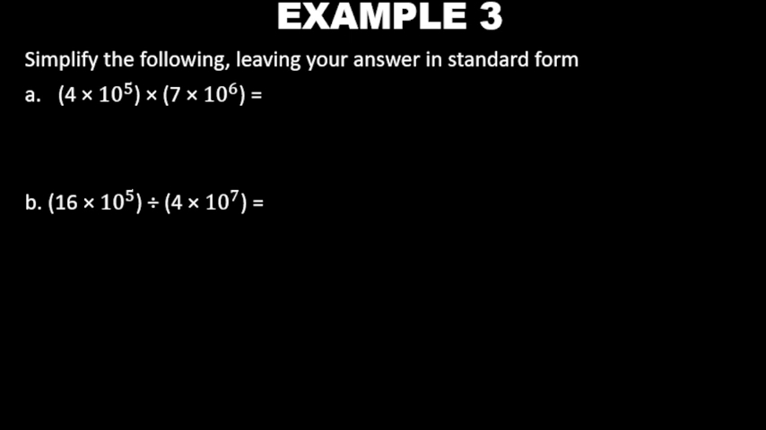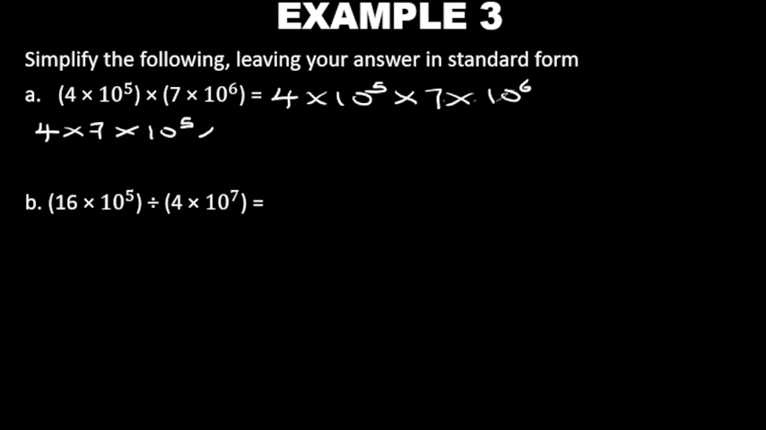Let's rewrite this. Okay, let's open the bracket. If you open the bracket, we are going to have 4 times 10 raised to the power of 5 times 7 times 10 raised to the power of 6. Now, if you rearrange this, we have 4 times 7 times 10 raised to the power of 5 times 10 raised to the power of 6, which equals 28 times 10 raised to the power of 5 times 10 raised to the power of 6.